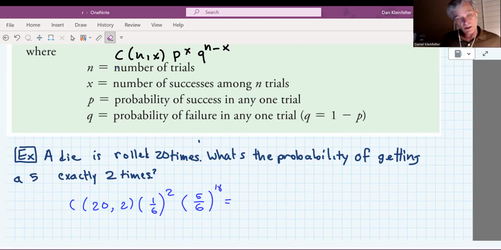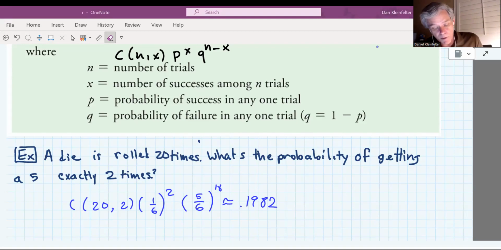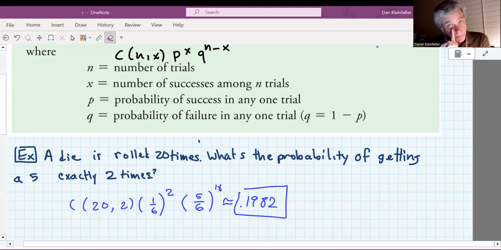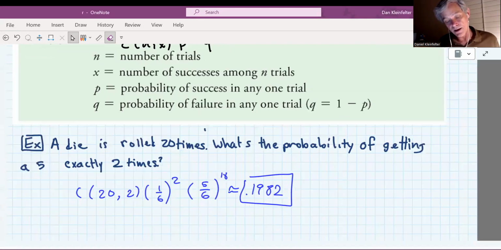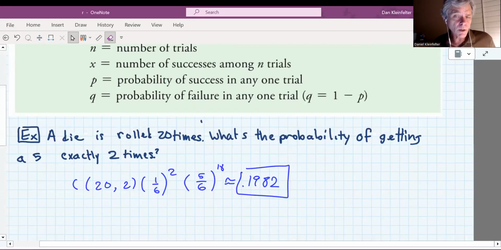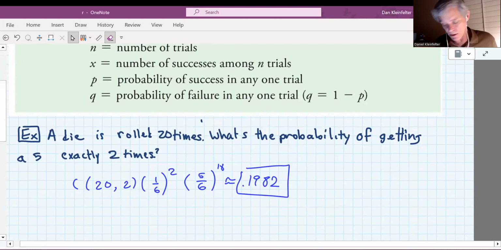Okay, so let's put that out. Give me a second to do that. All right, so going through the calculations, we end up with a probability being about 0.1982. So make sure that you're able to get that out of your calculator, and if you have trouble with that, let me know. We're going to do some additional examples, but I also wanted to show you how to do this using StatCrunch and Excel.